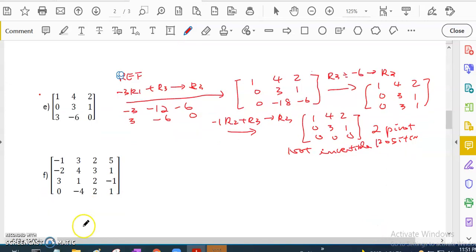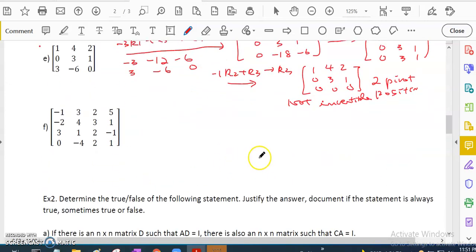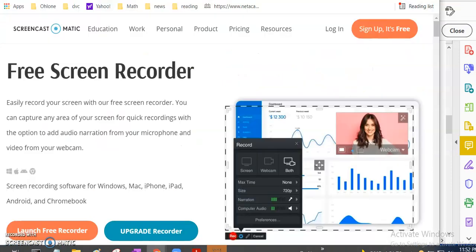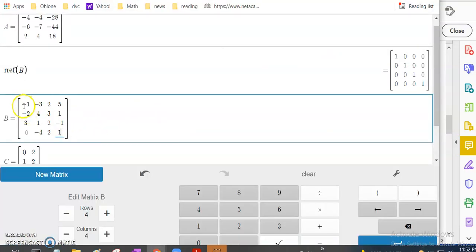What about the next one? Wow, this one is really long. But we can still do it. This one is actually quite hard if you do it by hand, so let's try to do an RREF. I have it written here: negative 1, negative 3, 2, 5, negative 2, 4, 3, 2, 3, 1, 2, negative 1, 0, negative 4, 2, 1.